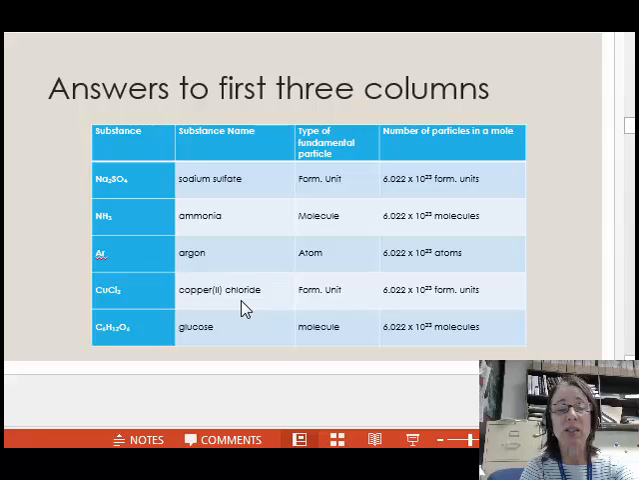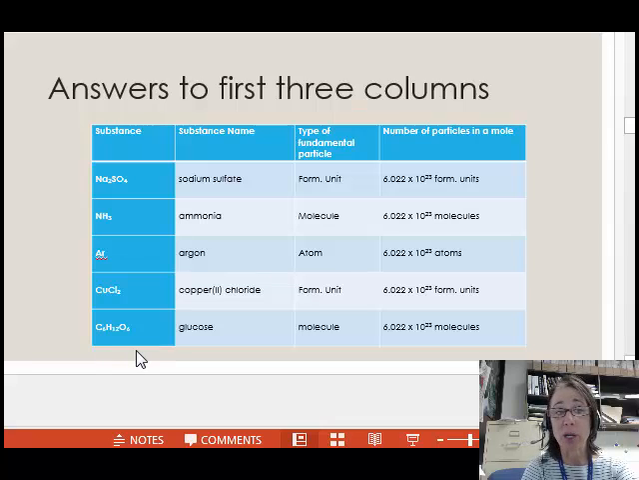The next chemical is copper 2 chloride. Since this is an ionic compound comprised of the copper 2 cation and chloride anions, the fundamental particle is a formula unit. There are 6.022 times 10 to the 23rd formula units of copper 2 chloride in 1 mole of copper 2 chloride. The last chemical listed is glucose.